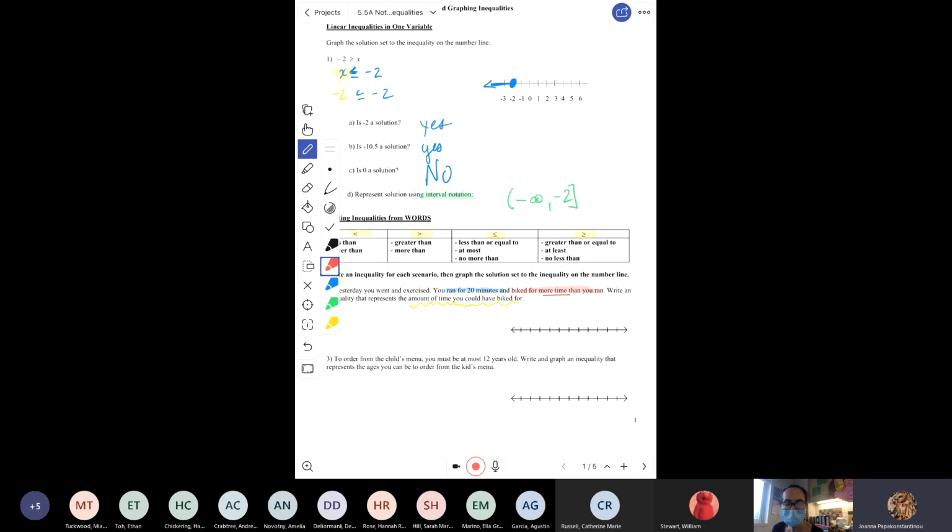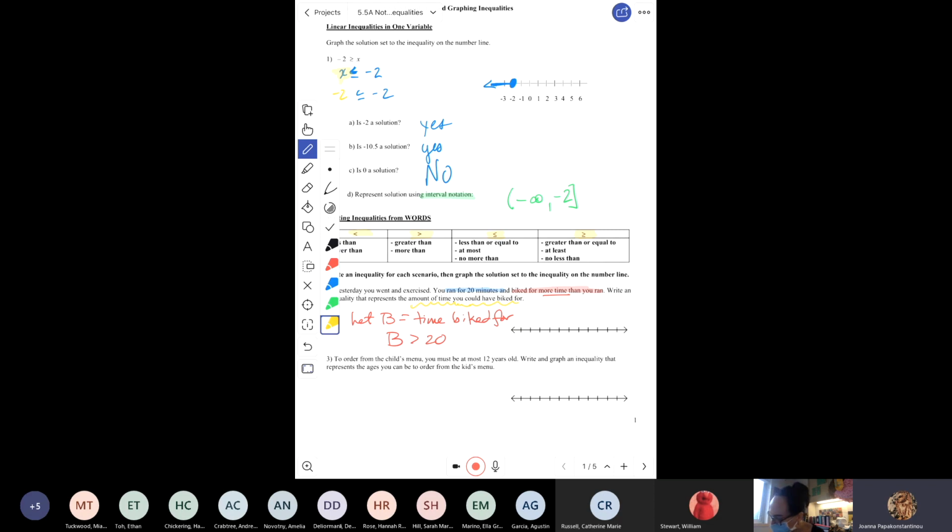So I need to represent B as the time I biked for. So I need to have an inequality that represents that. So if I ran for 20 minutes and I biked for more time than I ran, then how could I represent the inequality? B would be what? Greater than 20. So if you're graphing the solution set on the number line, I would find 20.